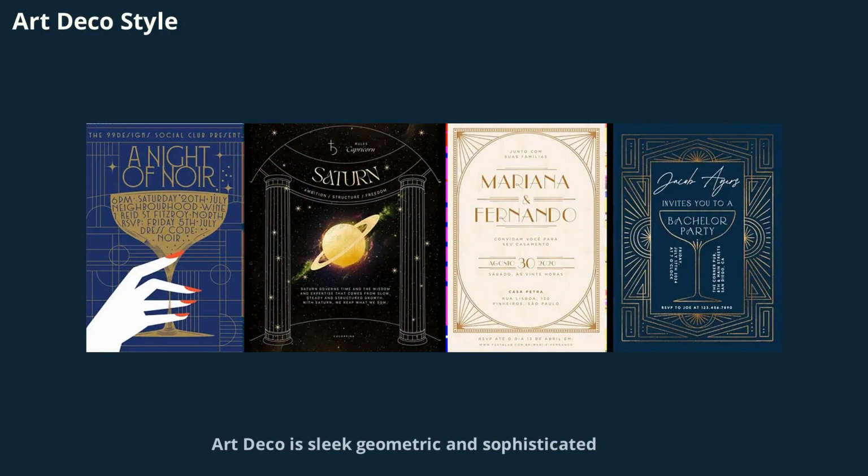Art Deco is sleek, geometric, and sophisticated, born from the glamour of the 1920s. It combines streamlined modernism with luxurious materials and symmetrical patterns. Core elements are gold accents, sunbursts, symmetry, angular shapes, rich jewel tones, and sans serifs with flair. The mood is glamorous, upscale, and jazzy, perfect for luxury brands, cocktail events, or retro-modern interfaces.